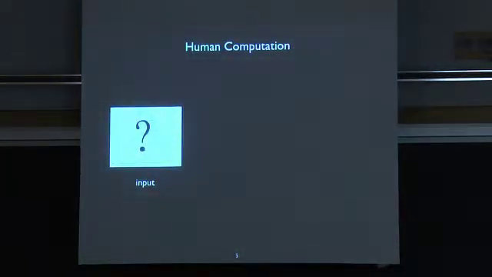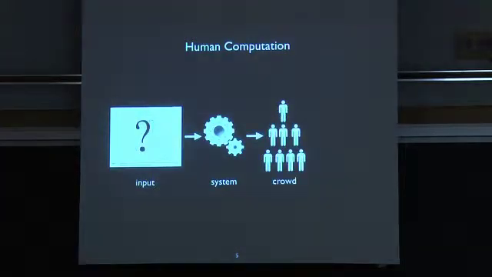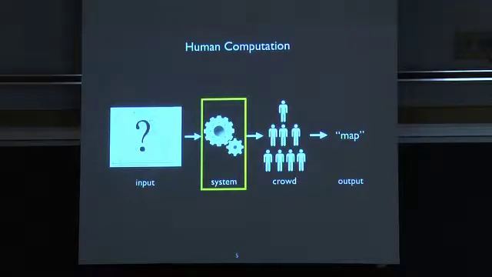The idea of human computation is that you have some tasks that are very difficult for machines to do. So for example, you have an image and you want to find out what's in the image. And even this is very challenging for current algorithms. And so you would like to give this input object to some system, which then coordinates a crowd to generate some kind of output for this task. And so our job is to actually design this system so that it's effectively taking advantage of the crowd.